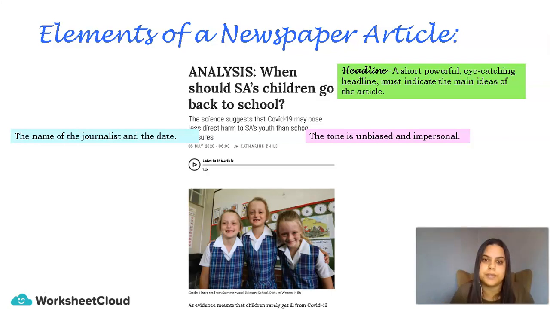That's not always what happens. Sometimes in a newspaper article, the writer actually does express his or her views as they are writing. But I'm giving you a general idea of the newspaper article.